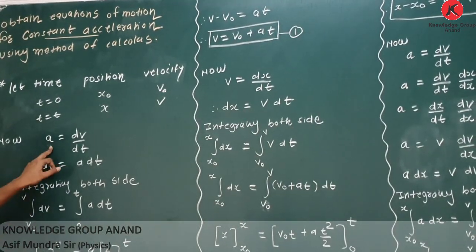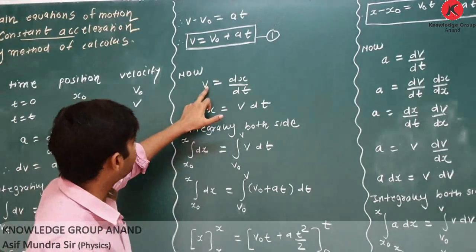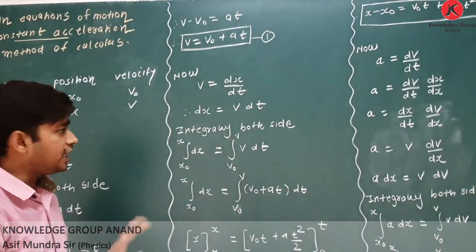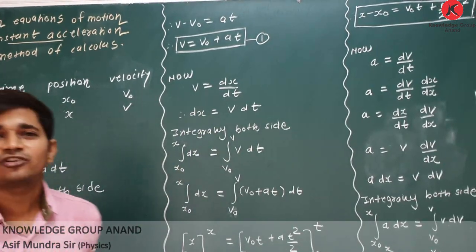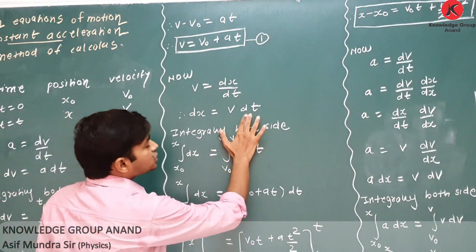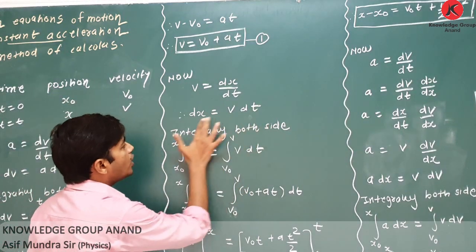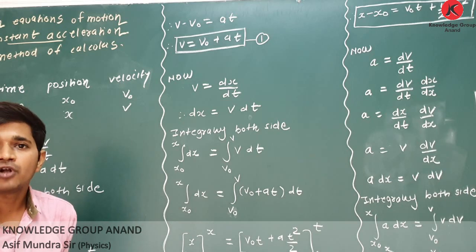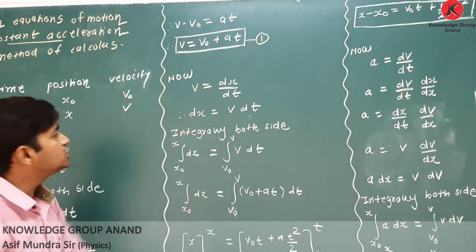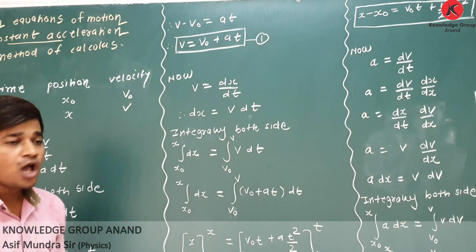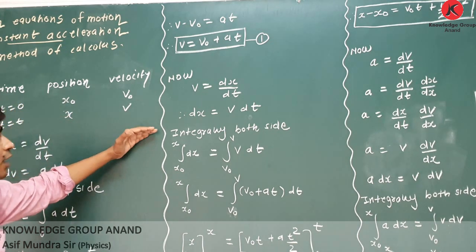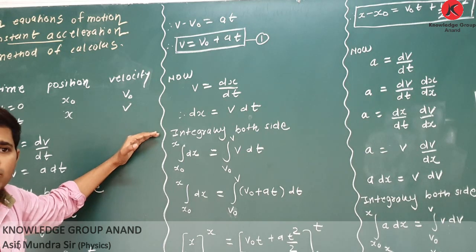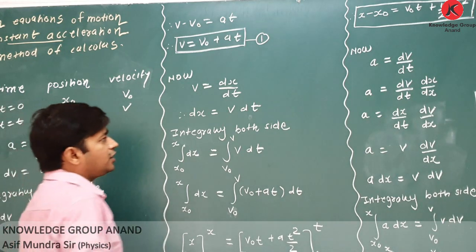Okay. Now the second. We have first of all used a is equal to dv upon dt. Now we will use v is equal to dx upon dt. Again dt this side, so dx is equal to v dt. Now again, what is this equation? Understand. For a small time dt, what is the change in position? dx. But we have to find the change in position from time t equal to 0 to t, that is from x0 to x. So we have to integrate this. See, what is the meaning of integration actually?